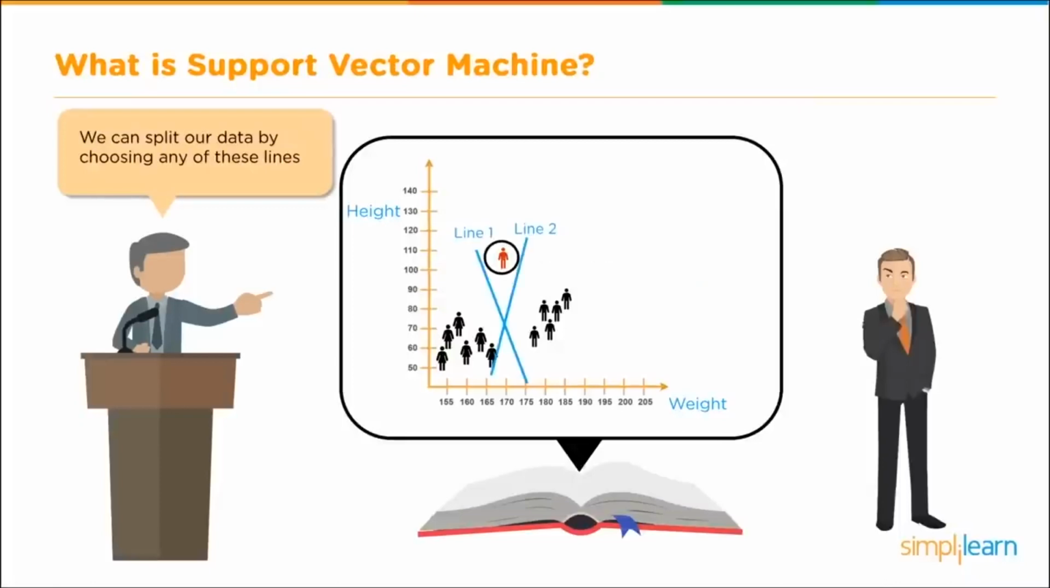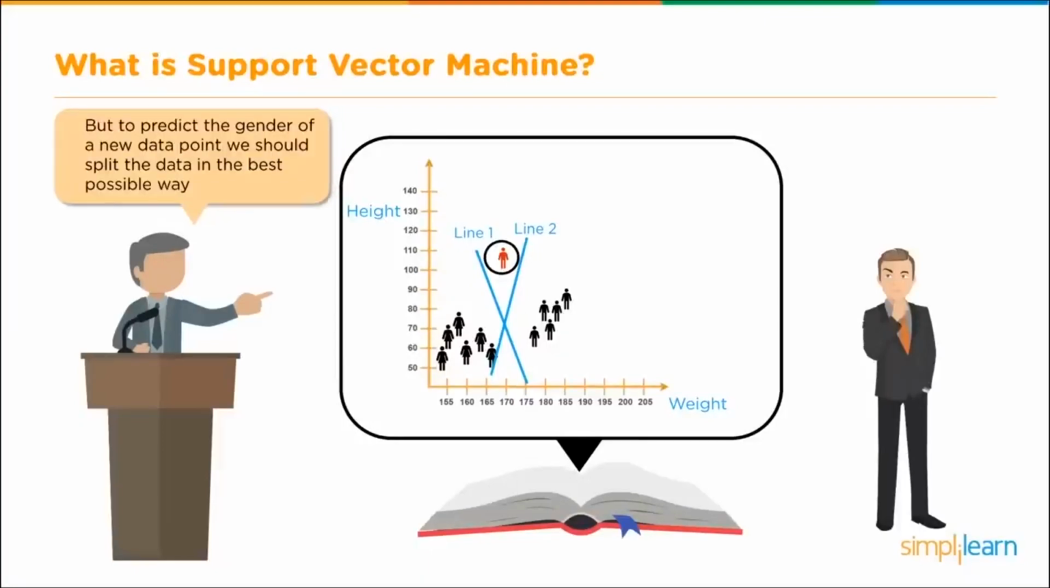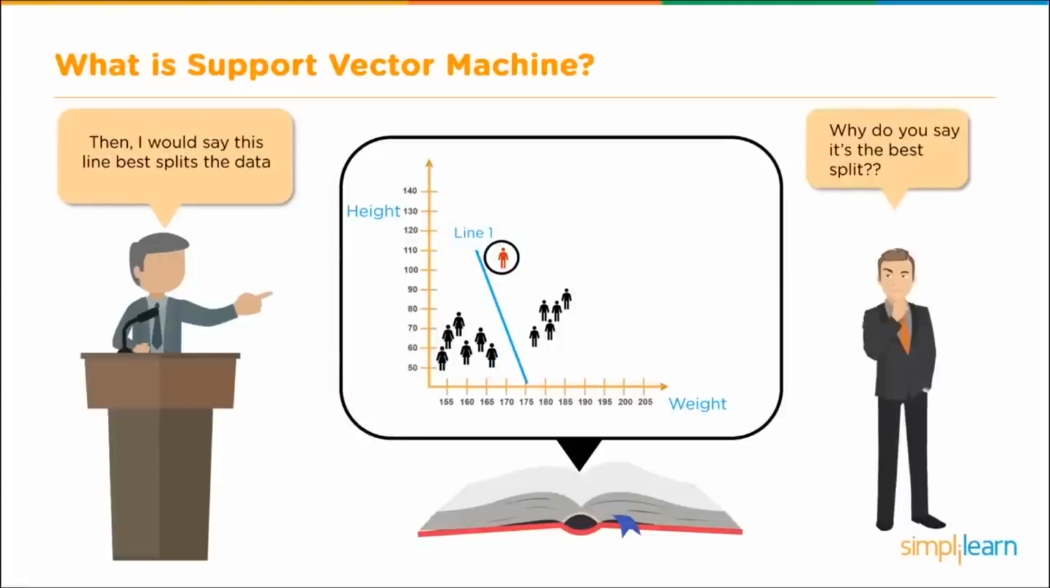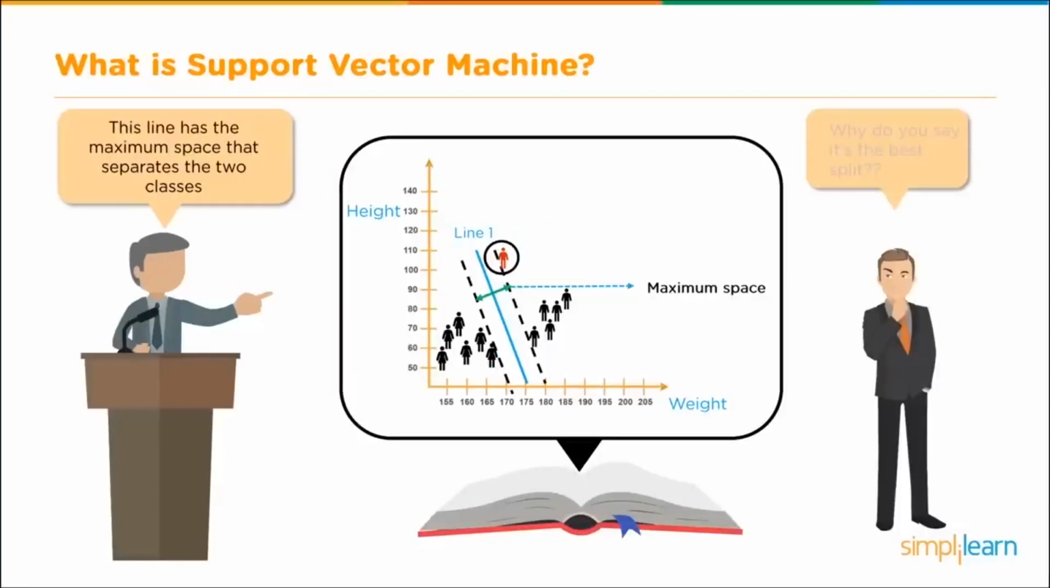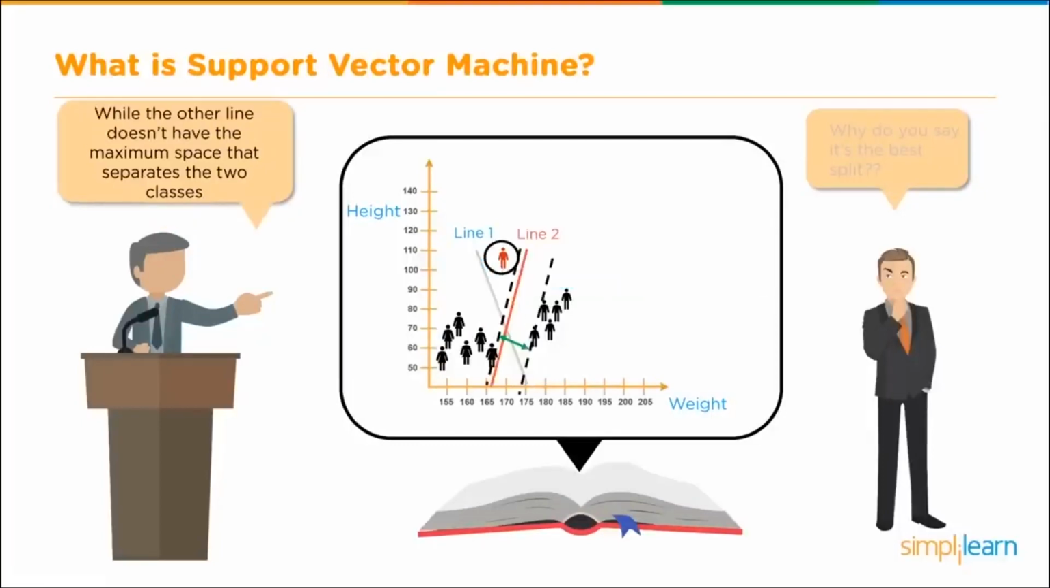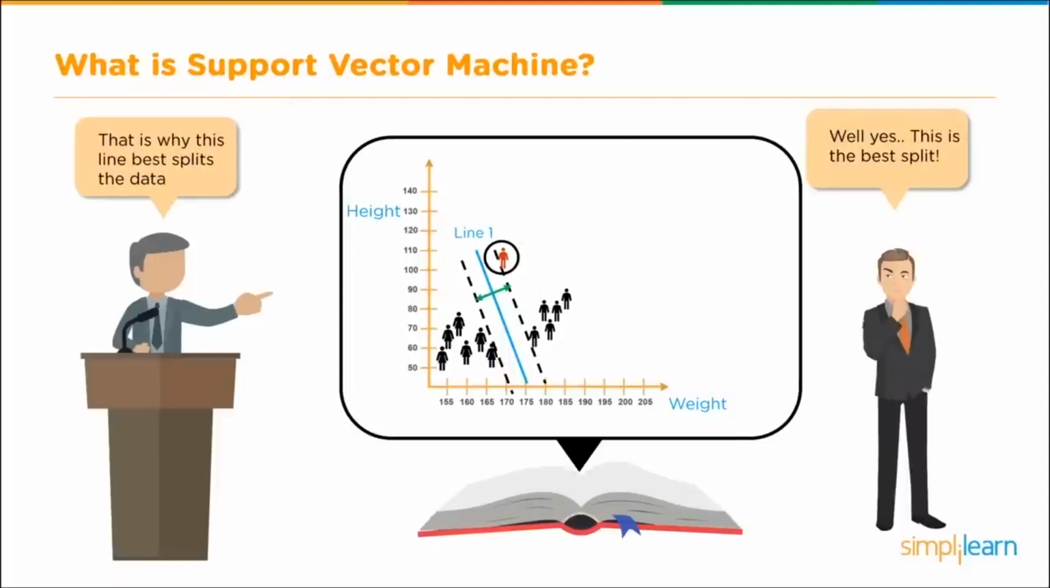We can split our data by choosing any of these lines. In this case, we draw two lines through the data in the middle that separate the men from the women. But to predict the gender of a new data point, we should split the data in the best possible way. And we say the best possible way because this line has a maximum space that separates the two classes. Here you can see there's a clear split between the two different classes, and in this one there's not so much a clear split. This doesn't have the maximum space that separates the two. That is why this line best splits the data. We don't want to just do this by eyeballing it.